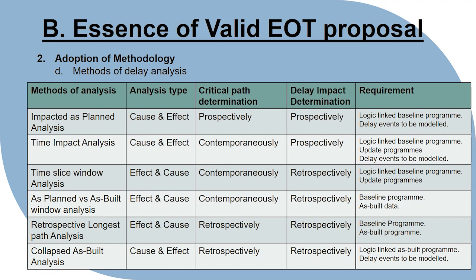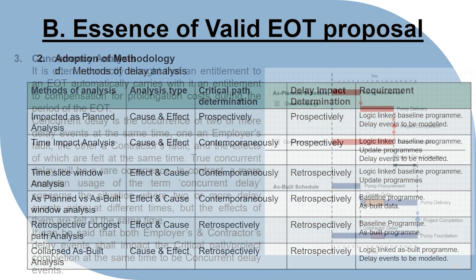As planned versus as built window analysis is effect and cause analysis, and the critical path is determined contemporaneously, and the delay impact is determined prospectively. The collapsed as built method of delay analysis is cause and effect analysis, and the critical path is determined retrospectively. The impact of delay is determined retrospectively.